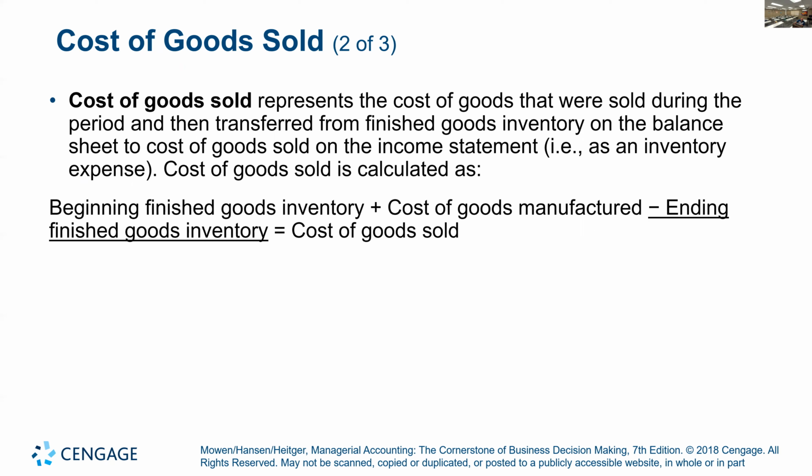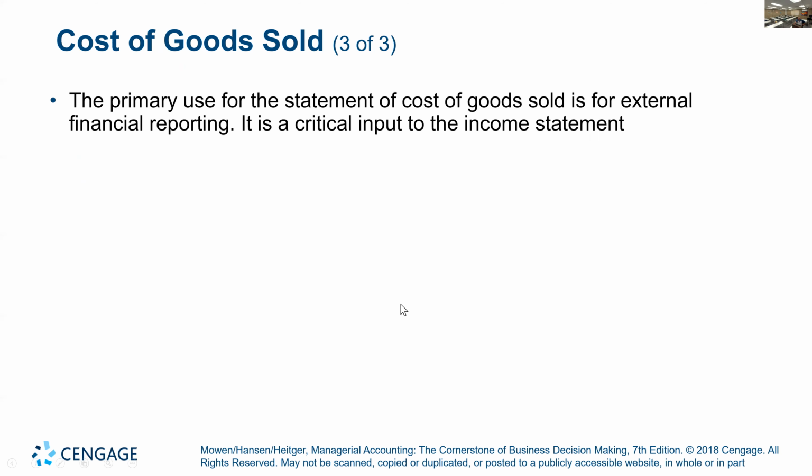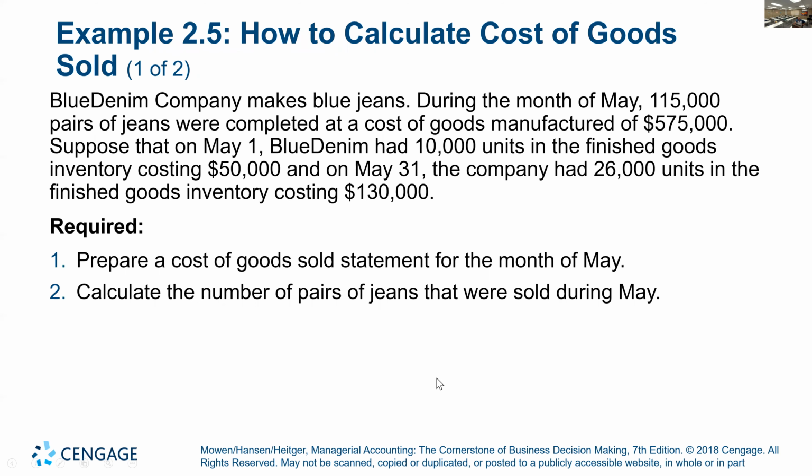So then to find our cost of goods sold, it is the cost that were sold during the period, then transferred out from finished goods. Okay. This is the formula I was giving you. I was just giving it to you way ahead, before they did, okay?